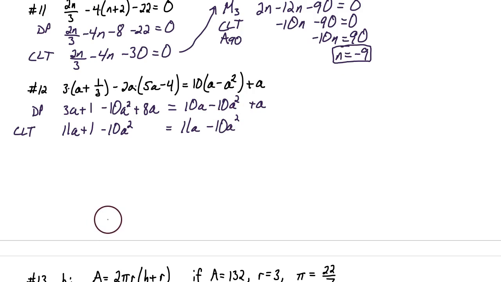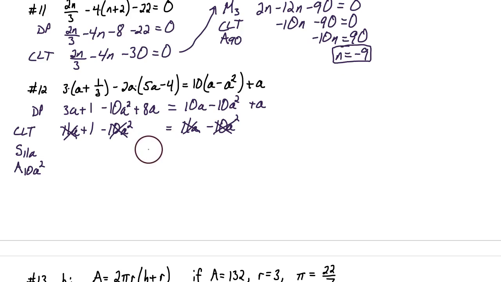Next, I notice some common terms on both sides of the equation. They will cancel each other away if you subtract. For example, if I subtract 11a from both sides, this 11a and this 11a will go away. I also see common terms on both sides, the negative 10a squareds. Those will cancel away if we add 10a squared to both sides. Negative 10a squared add 10a squared makes 0. So it's going to cancel here and here.